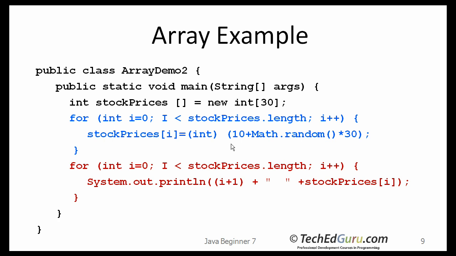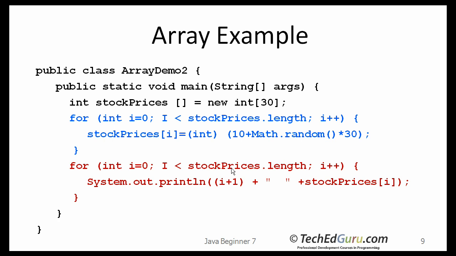Then if I wanted to print all the 30 stock prices, I can just use a for loop here, which starts at 0 and stops at stockPrices.length minus 1. Since it says i less than that, the length field for the stock prices array variable will always know what the dimension of that array is. In this case, it will know that it is 30.